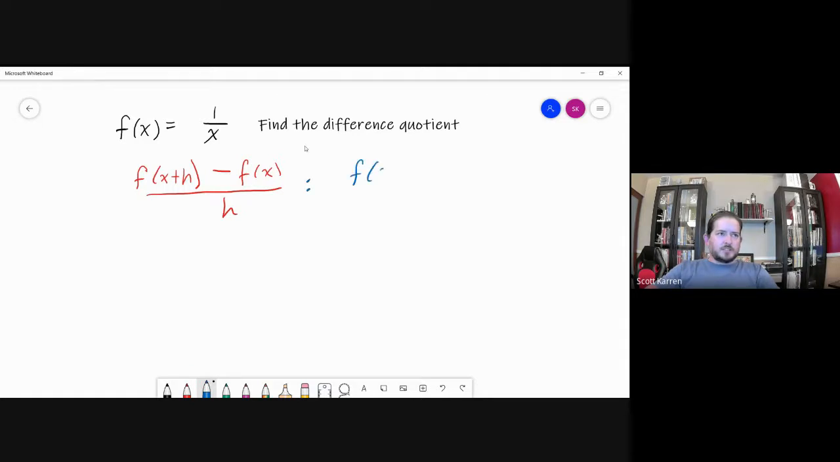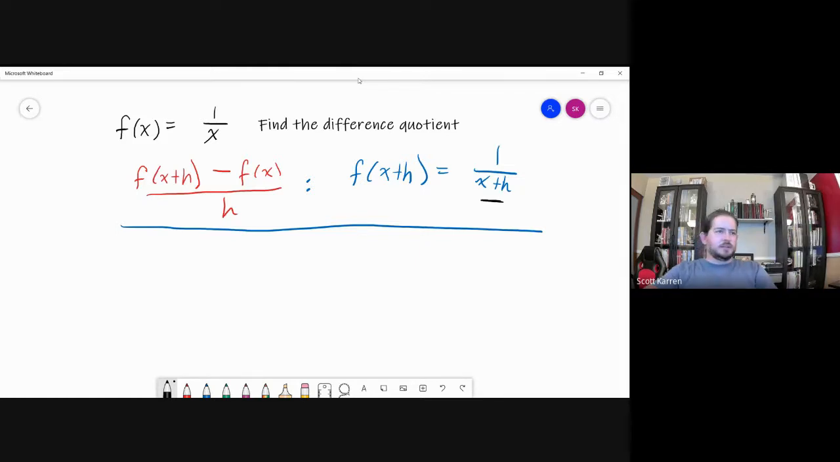So f of x plus h isn't that hard. It's just that 1 over, but instead of x, now it's x plus h, replacing x plus h in for the x. Right? So then I just have to plug and play. F of x plus h was this. I just found it. But it's 1 over x plus h minus f of x, so minus the original function, which is 1 over x, right? And then all divided by h.